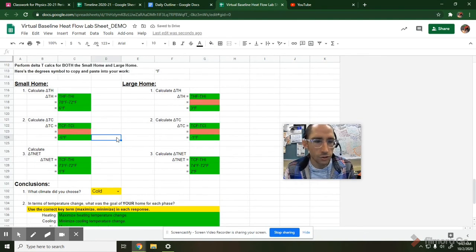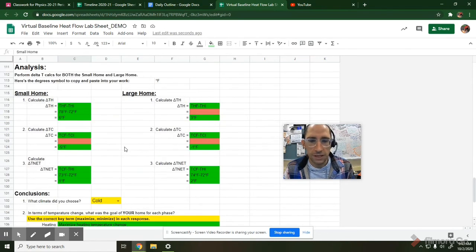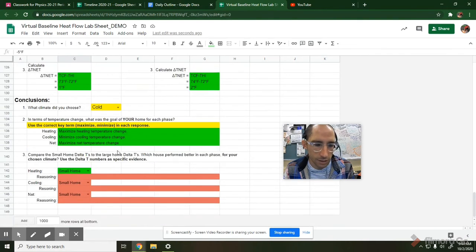Cold climate, during heating, your goal is to maximize it. So you're looking for the house with a higher delta T H. Which house gained more heat? Because that's what you want if you're living in the Arctic. Well, the small home gained more heat. It gained 6 degrees Fahrenheit, whereas the large home gained only 3. Cooling. The house that lost less heat is the house that did better during cooling. The large home lost only 1 degree, whereas the small home lost 5. So in this case, in a cold climate, the large home did better.